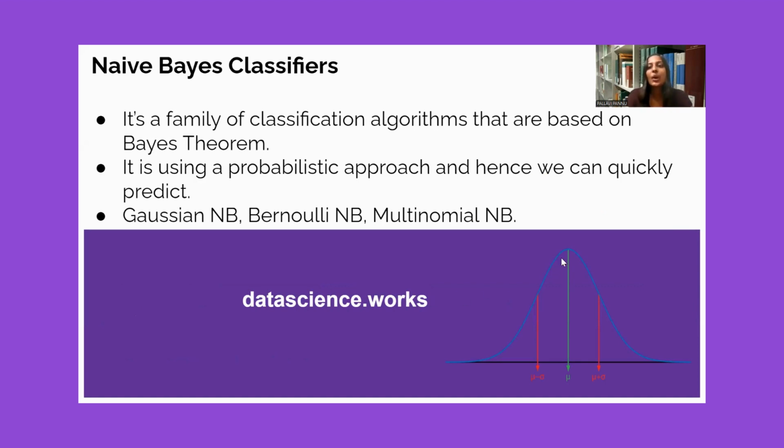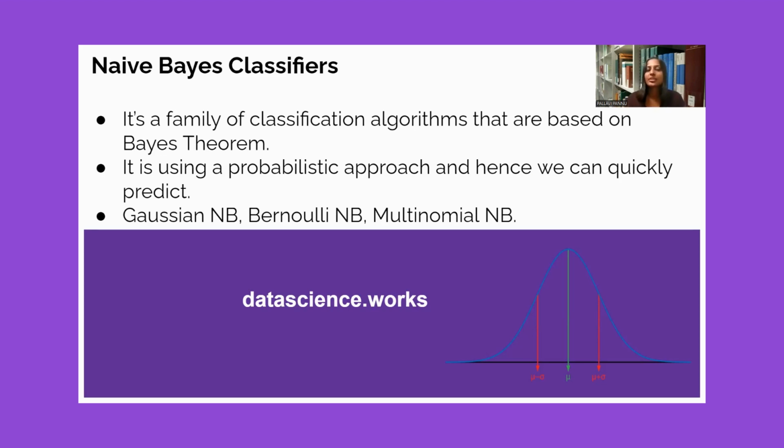So hence we can quickly predict. So it is faster. Why? Because we just have to calculate some calculations, and we can easily do that. Next is how many different kinds of classifiers there are.